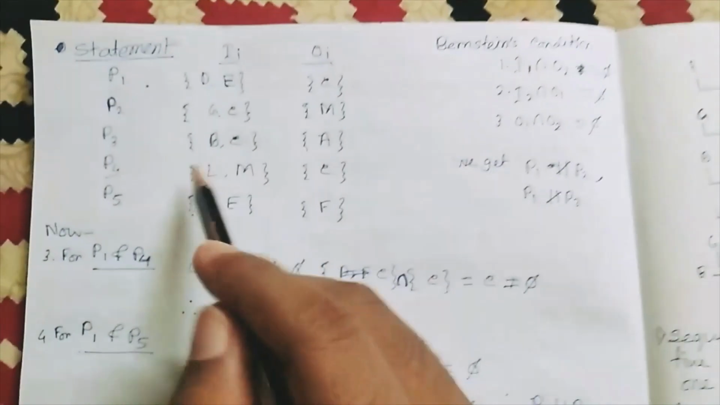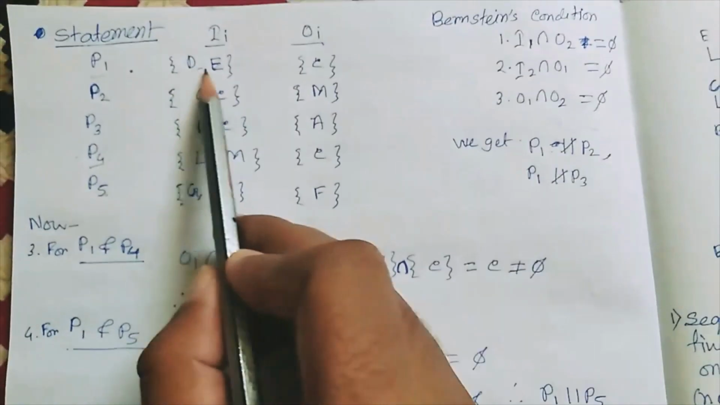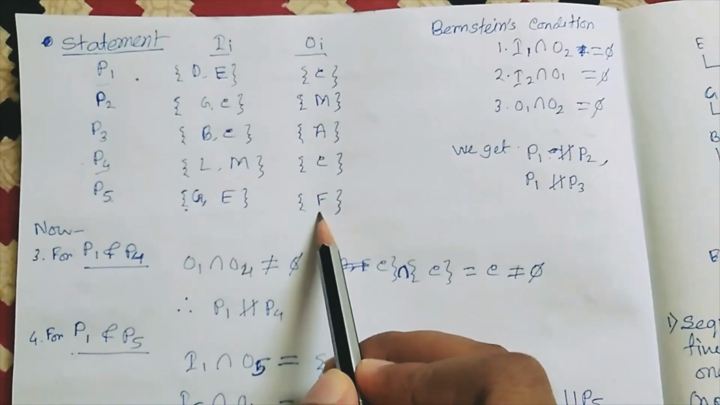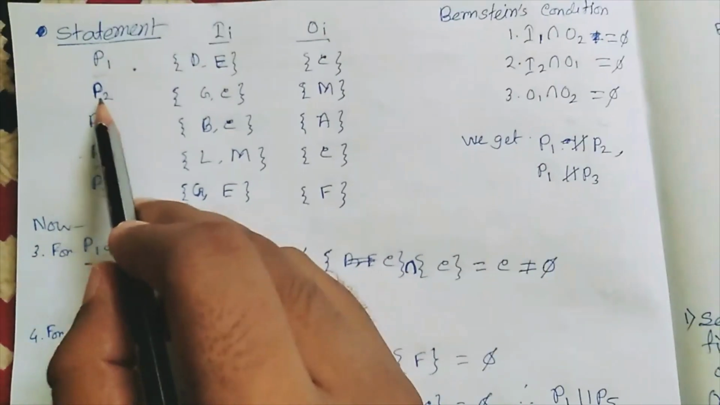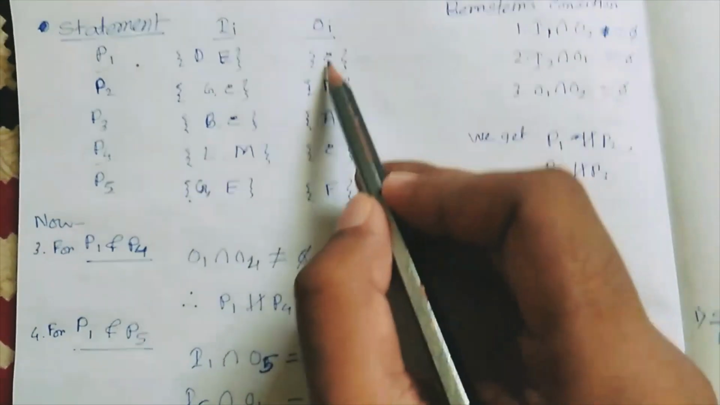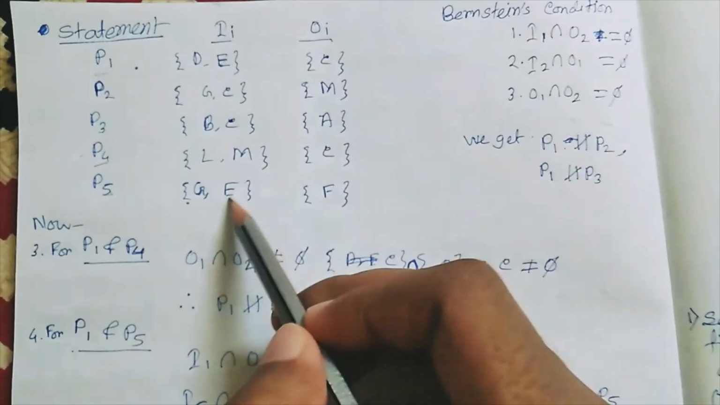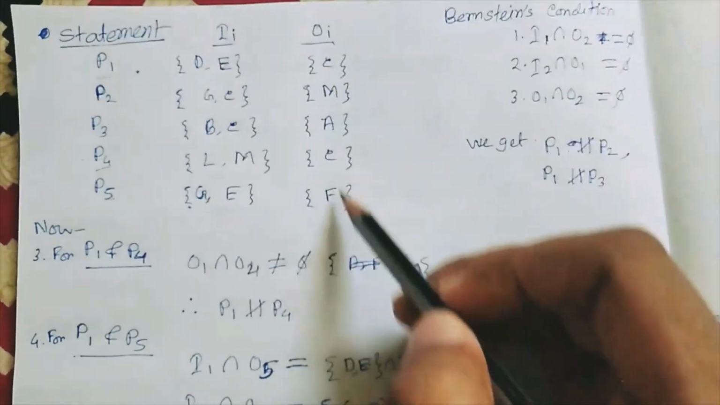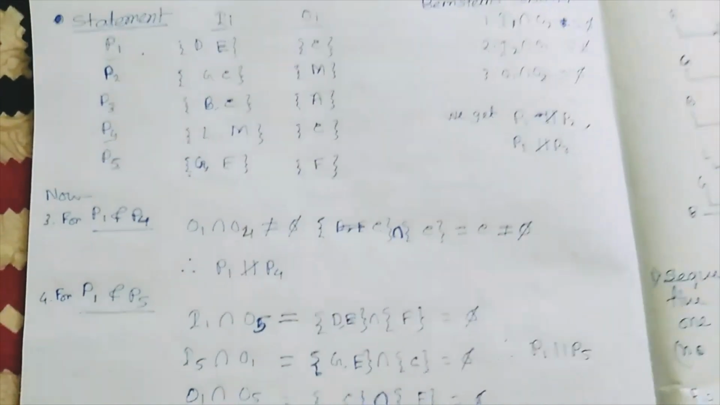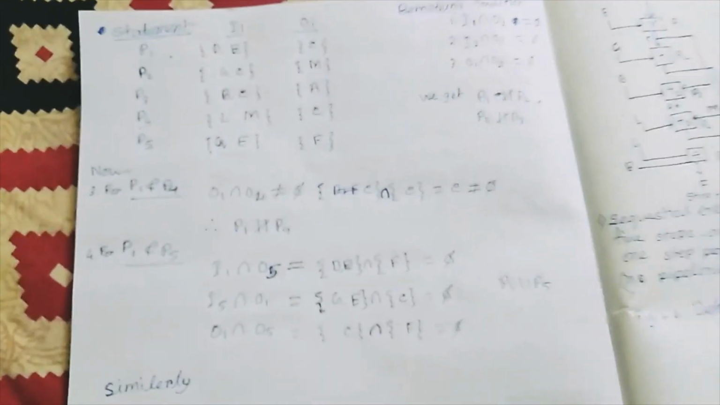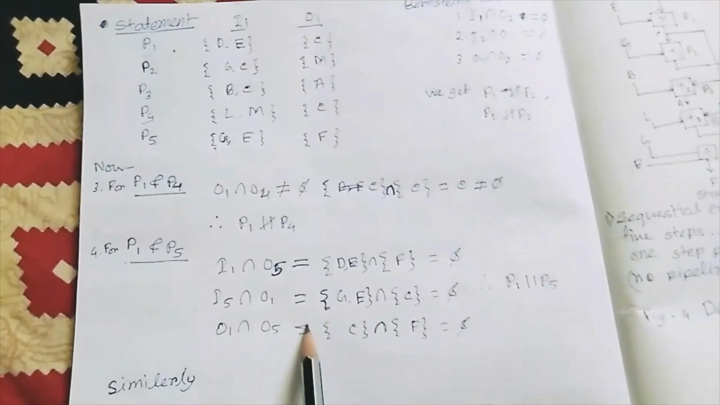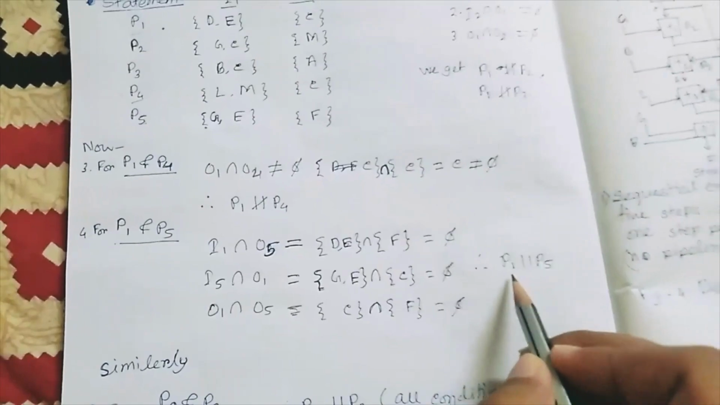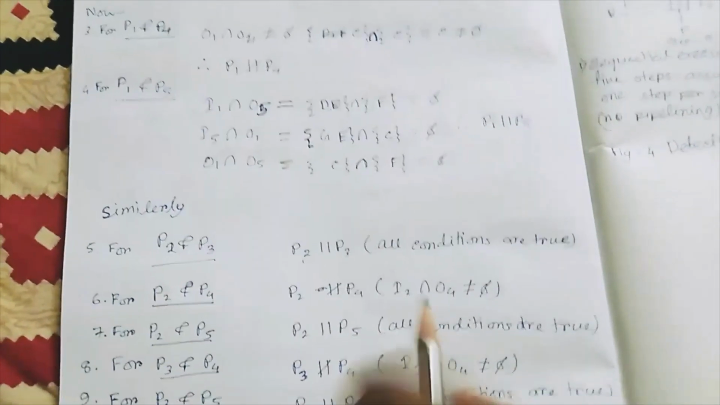For P1 and P5, we check the first condition: the input set of P1 and the output set of P5 are not common. The input set of P5 and the output set of P1 have nothing in common, and the output set of P1 and the output set of P5 are also not common. So it follows all the rules of Bernstein's, and we can consider that P1 is parallel to P5.